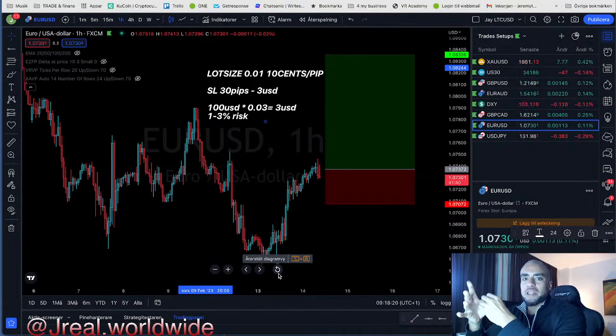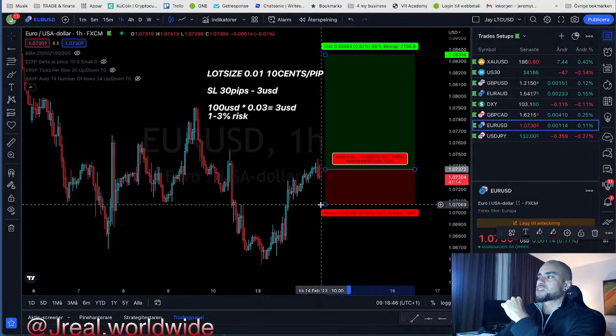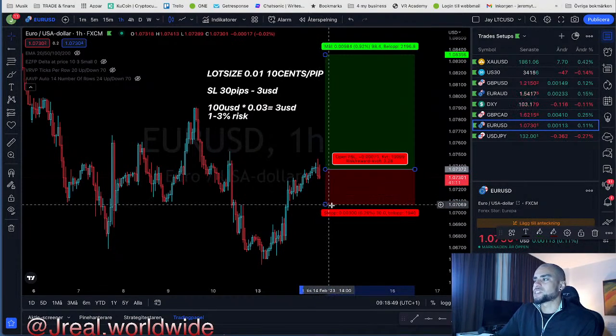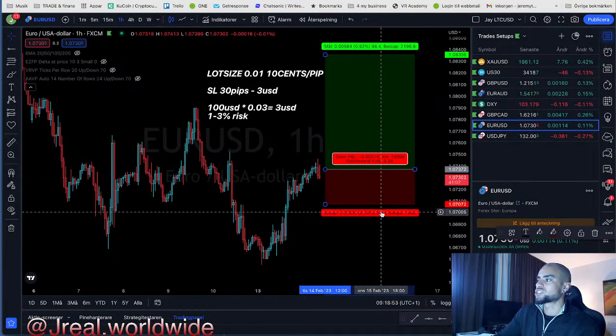And to understand that, you have to understand what lot size is, what pips are. Lot size is how much you are betting on each and every pip, each and every step the market moves. And pips are exactly that, how much the market moves, and you count that in pips. When you are placing your trade, you always want to have a stop loss, and you have to count how many pips your stop loss is. So in this example, we saw that the stop loss is 30 pips.